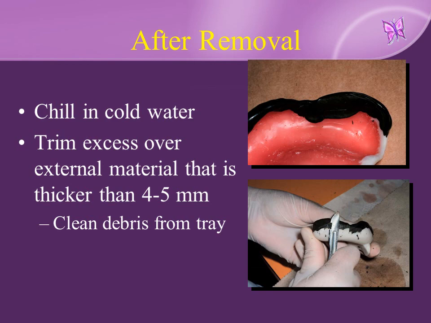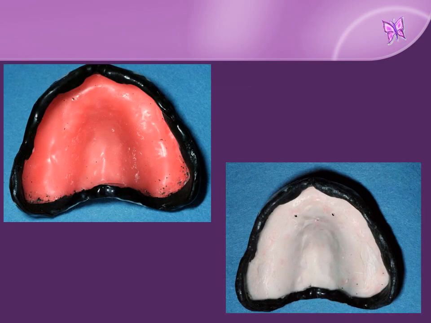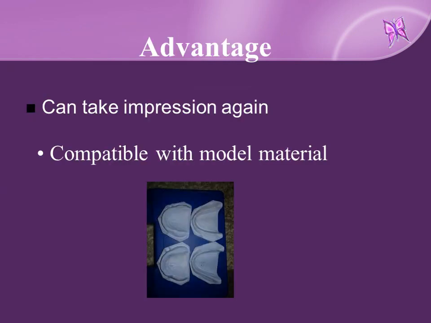Trim excess external material that is thicker than 4 to 5 millimeters. Clean debris from the impression, assessing peripheral roll, proper thickness, and no overlap. Advantage: can take impression again. Compatible with the model material.